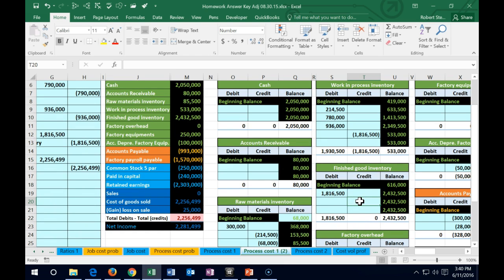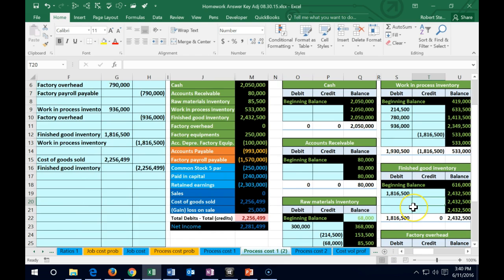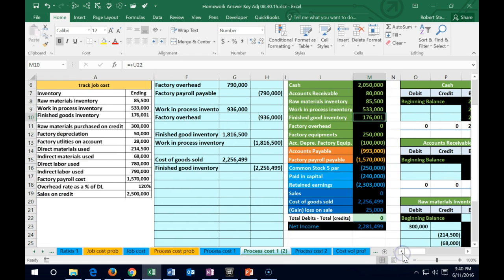We're going to credit it this time. There's the number. We can't quite see the name. That's okay. So this equals in cell T20, that 2,256,499, bringing it down to this 176,001, 176,000. That number looks familiar because that's what we counted it to be. That's what we wanted it to end up at.